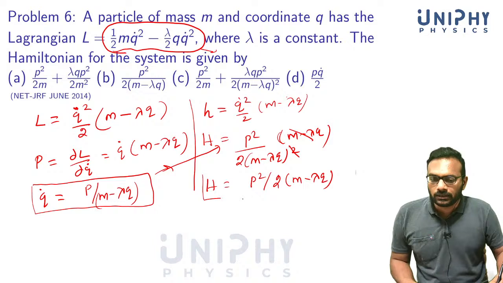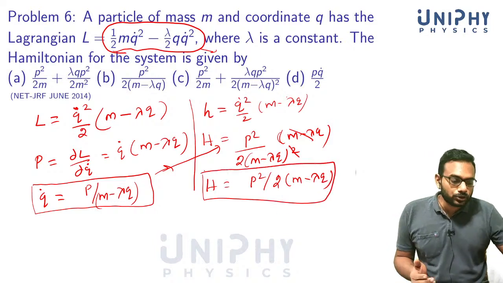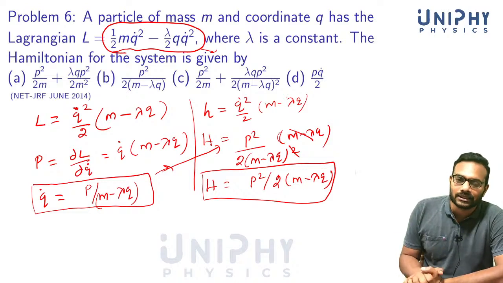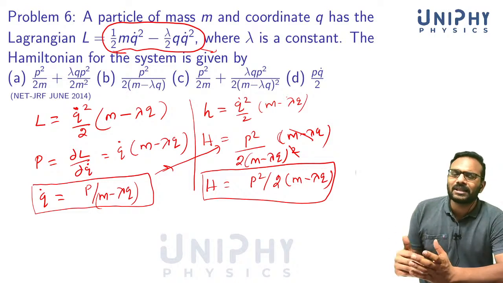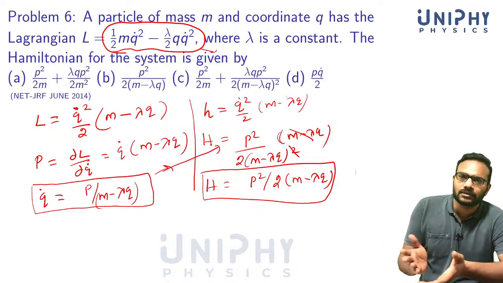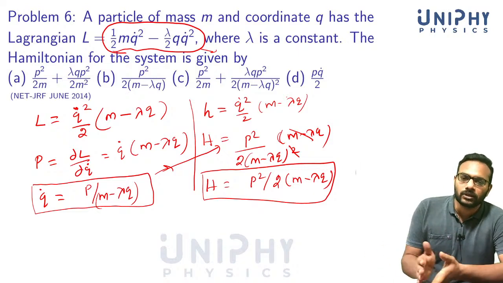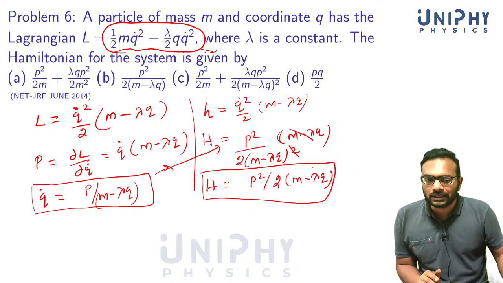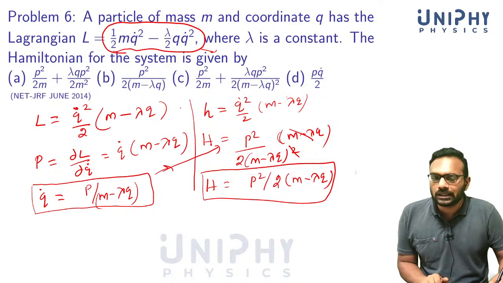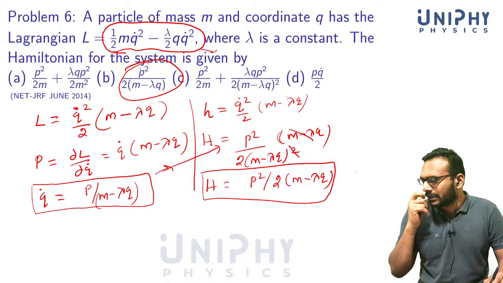That's your answer. Of course, if you are not sure whether to use the form H equal to T plus V, you can always try the other approach, q dot p minus L. In some cases you are not sure whether the Hamiltonian satisfies all the conditions, and then you can always try. Here the answer is p square divided by twice m minus lambda q, and that answer is given here. That's option B. Option B is the answer.